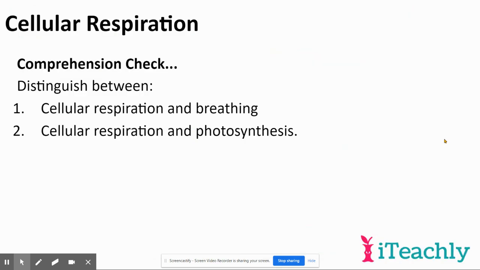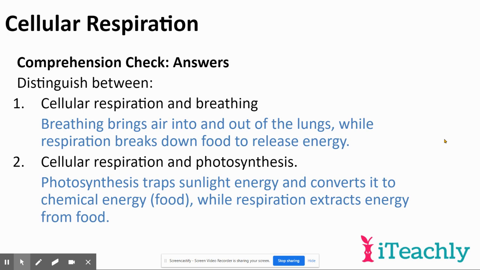Okay, so you're going to distinguish between respiration and breathing. Breathing brings air into and out of the lungs, while respiration breaks down food to release energy. Cellular respiration and photosynthesis: photosynthesis traps sunlight energy and converts it to chemical energy or food, which is sugar or carbs or fats or oils, while respiration extracts energy from food to make ATP.